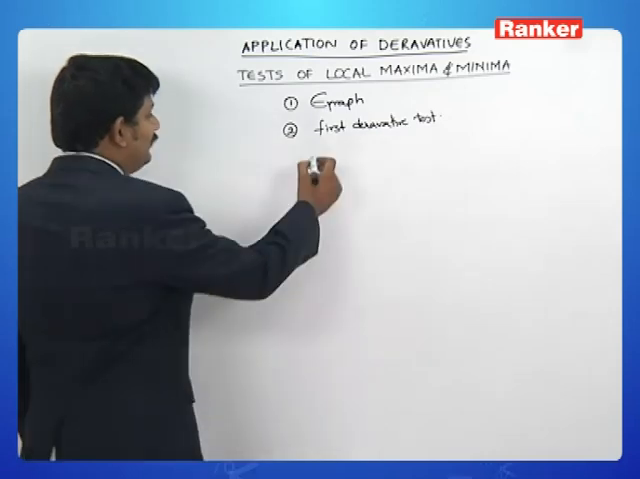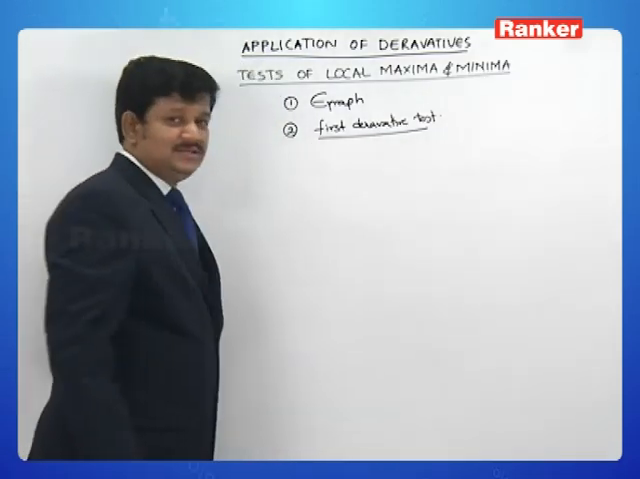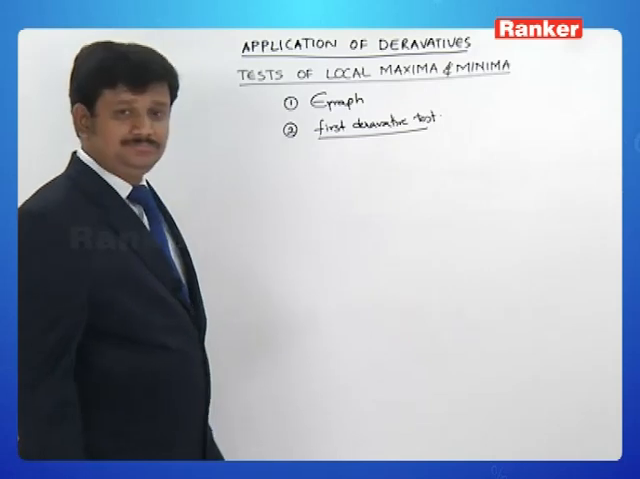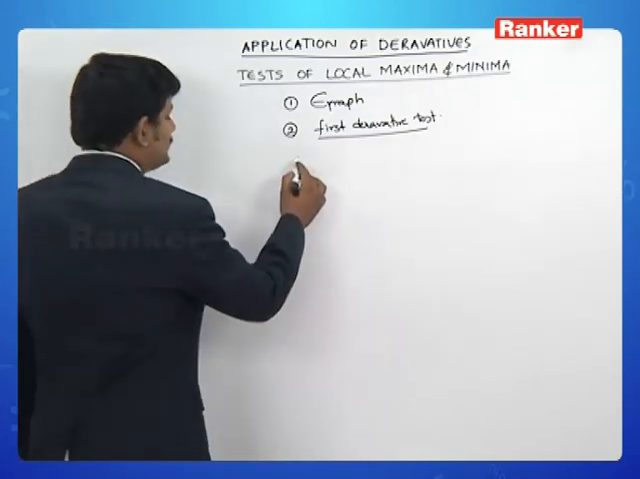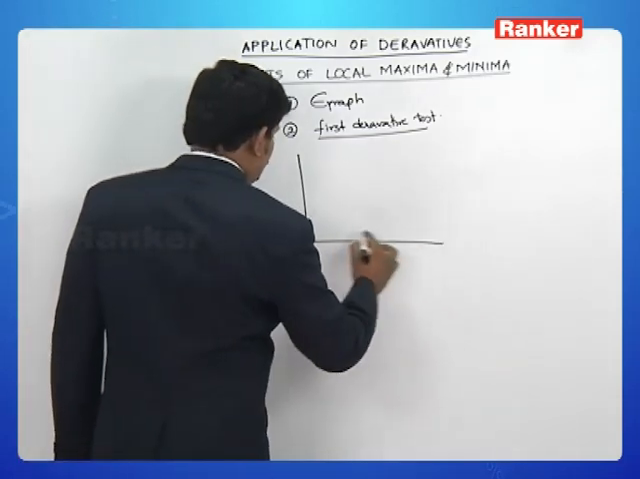So while using the first derivative test, let us just observe the graph of a function which gives us a local maxima and a local minima.